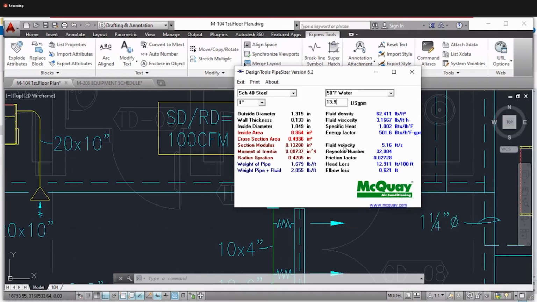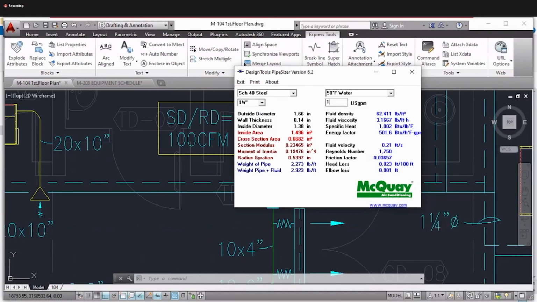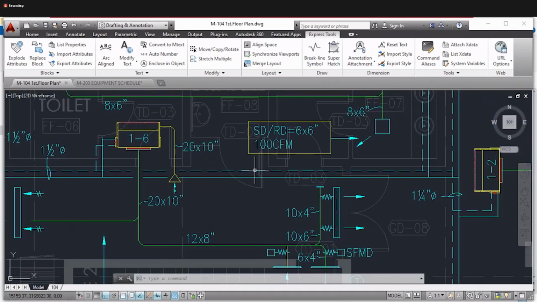Here the fluid velocity is more than 4 feet per second, and the head loss is also more than 4 feet per 100 feet. So we will give it 1.25 inch. For 13.9 GPM, now it's okay. The fluid velocity is less than 4 feet per second, and the head loss is also less than 4 feet per 100 feet. So we can use a 1.25 inch pipe. This pipe size is 1.25 inch.